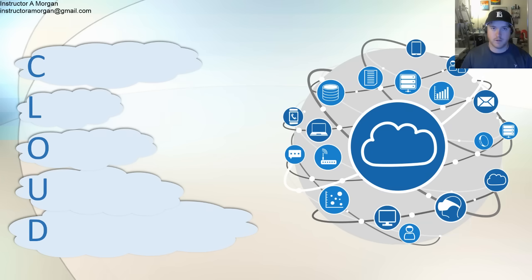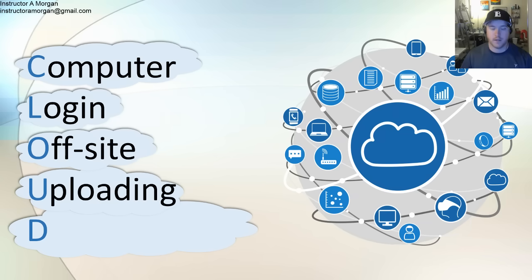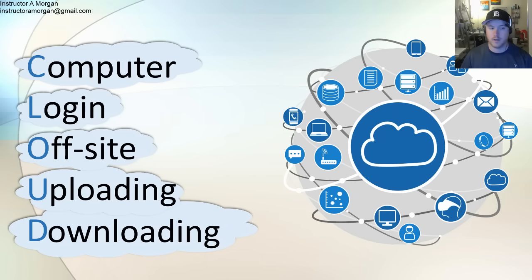I broke it down into a five-part acronym: C being computer, L being login, O being offsite, U being uploading, and D being downloading. Now I'm going to go into each of these in detail, and obviously it spells out cloud, right? So you should be able to remember this by the end of this lesson.